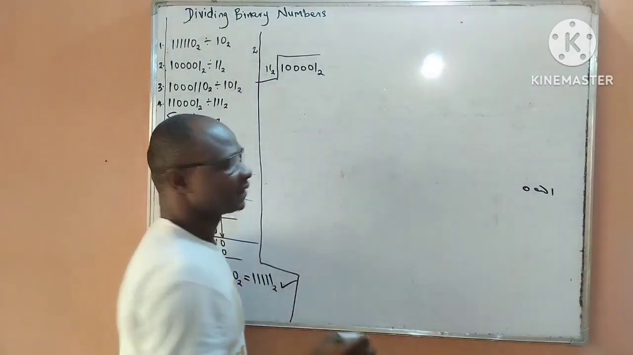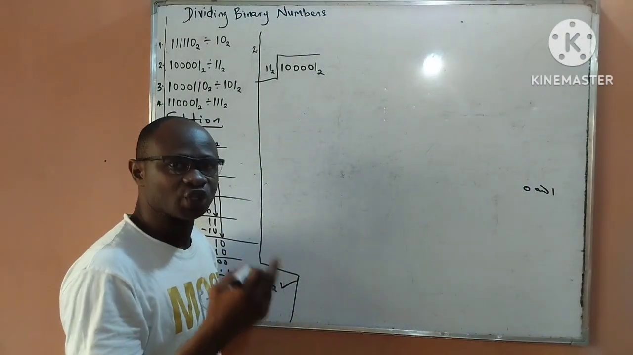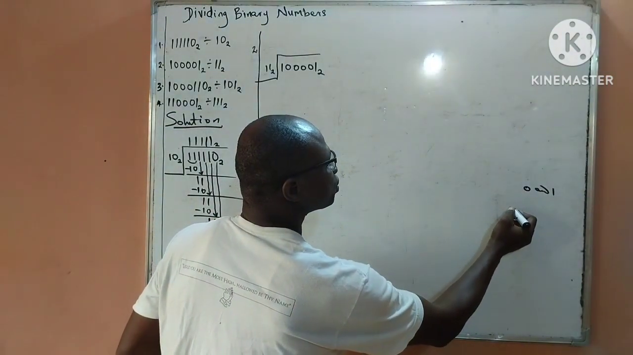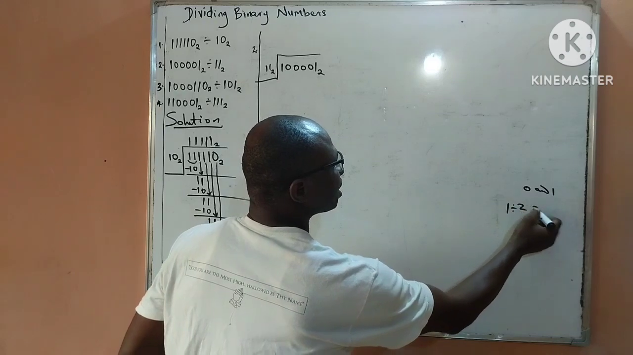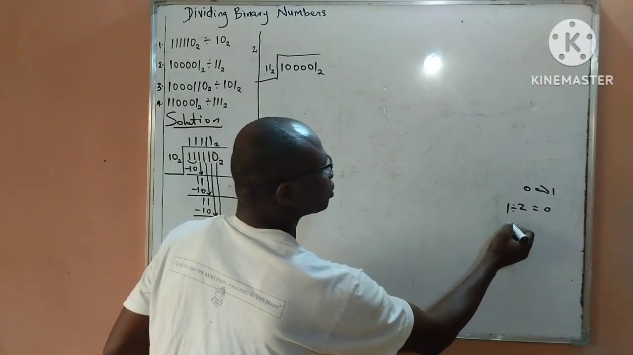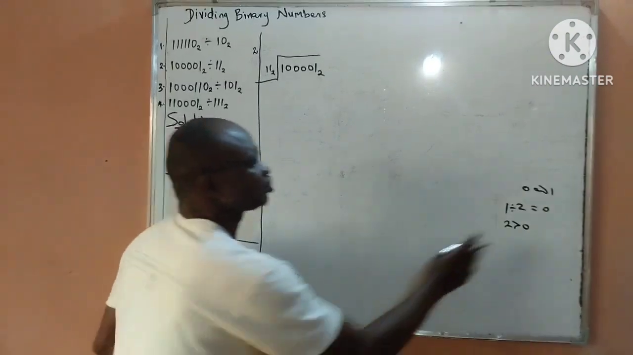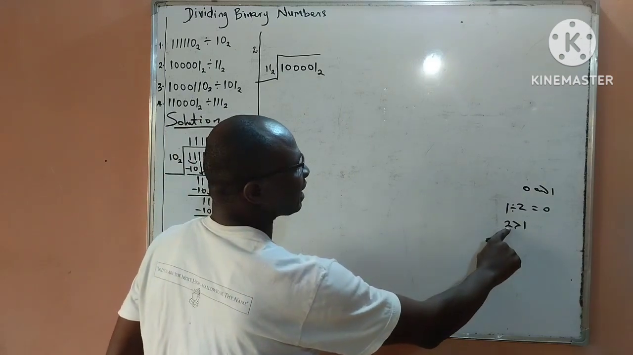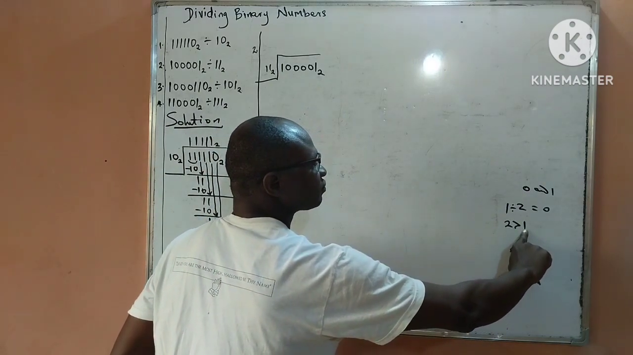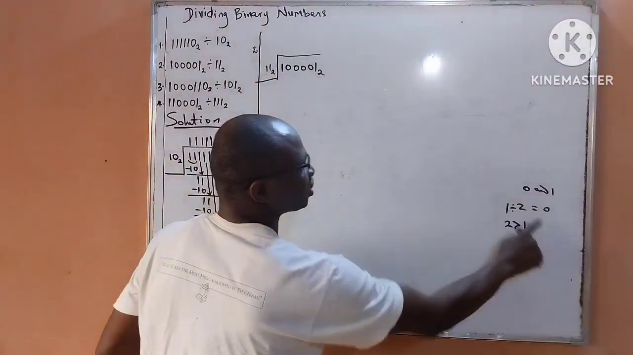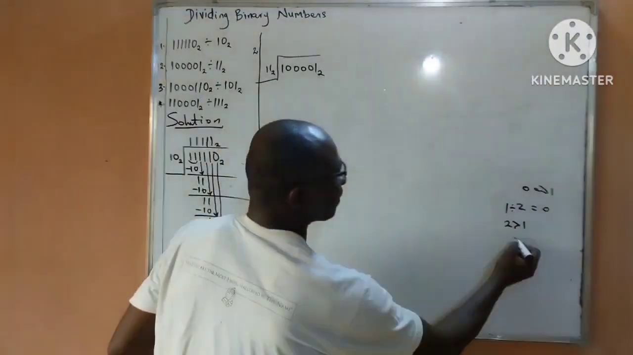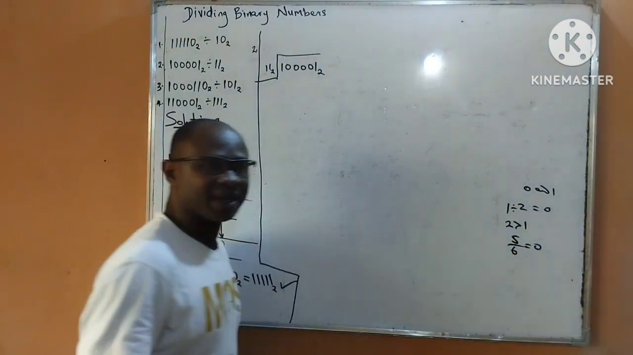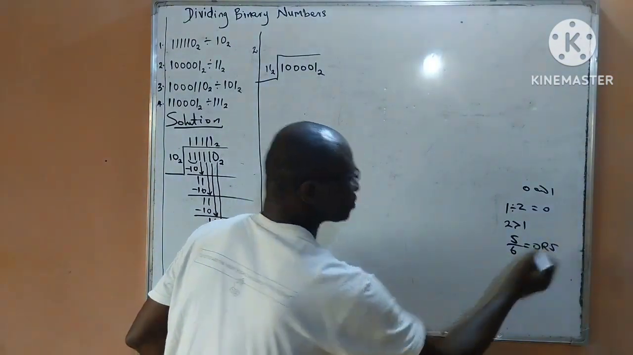When you divide a number, if the divisor is bigger than the dividend, the result will be 0. Example, if I divide 1 by 2, it will give me 0 because 2 is greater than 1. So when I am dividing a number by a number bigger than it, it will give me 0. Take for instance, if I want to divide 5 by 6, it is going to give me 0 remainder 5.